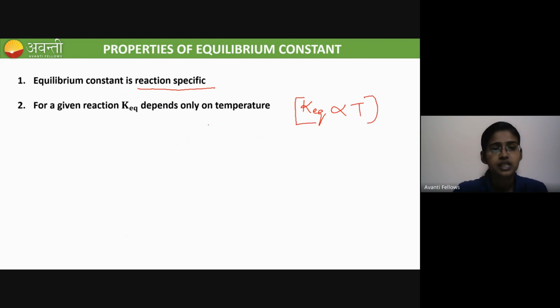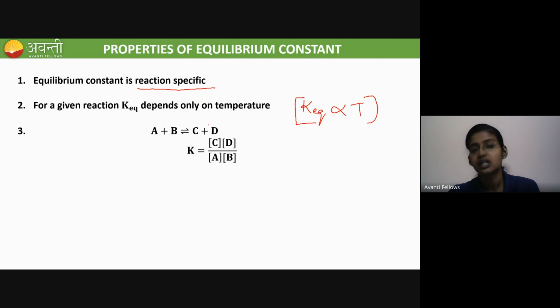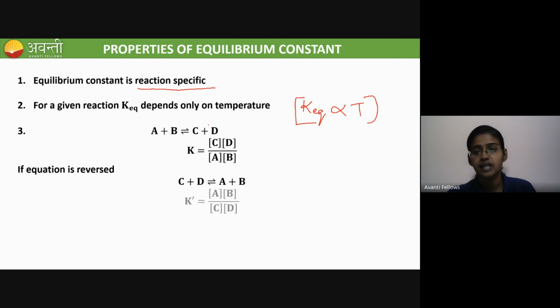The third property says that for a reaction A plus B giving C plus D, K can be written as the product of product concentrations by the product of reactant concentrations. If I reverse this reaction, like C plus D giving A plus B, then the equilibrium constant is represented by K dash. Here A and B are the products and C and D are the reactants.